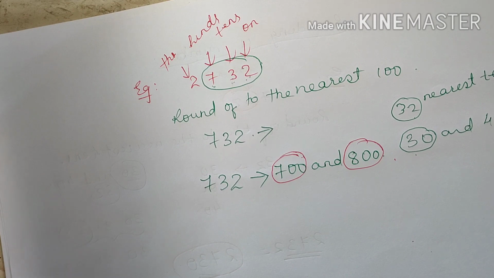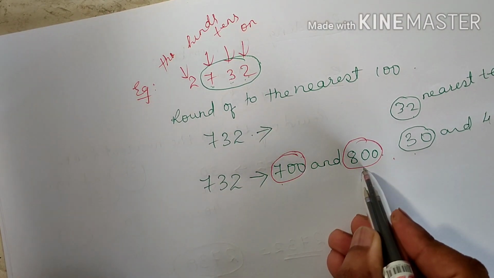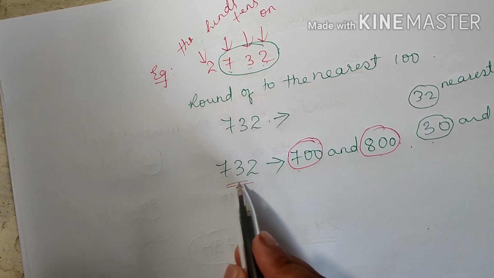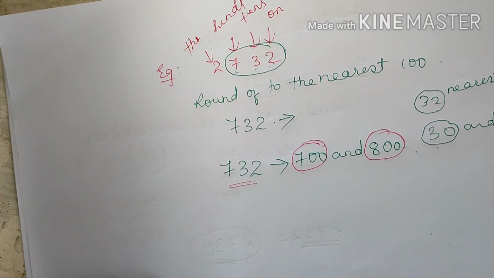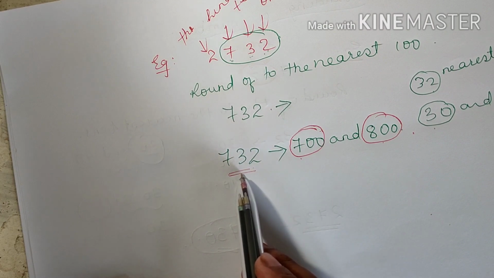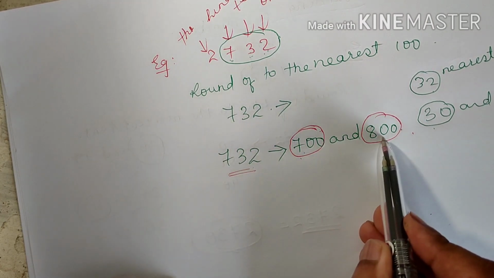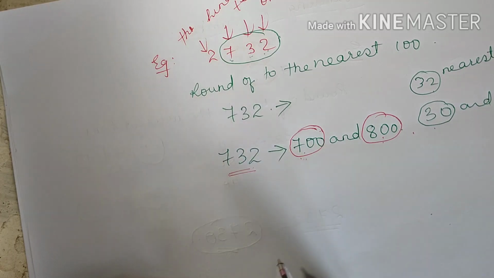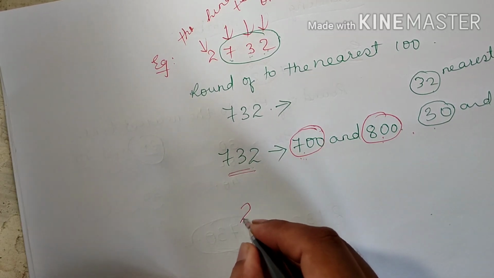But for tens, how are we seeing? 10, 20, 30, 40, 50 and 60, and so on, up to 90. So in this way we see that 700 and 800 are the nearest hundreds to 732. So which one will we take? Which one is nearer to 732? Is it 700 or 800? Obviously it is 700.